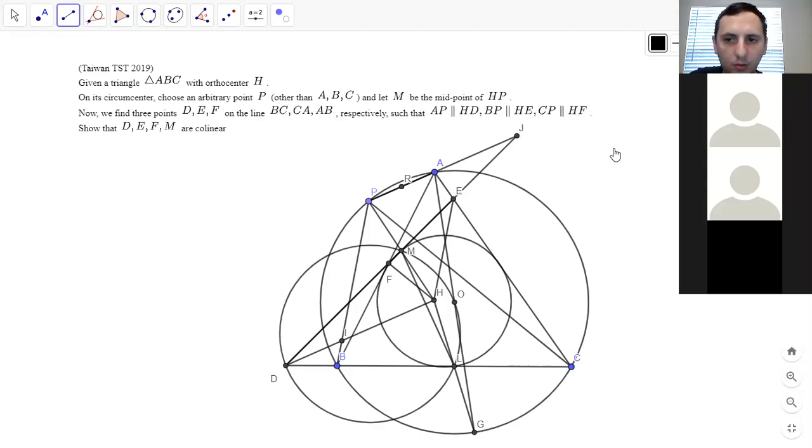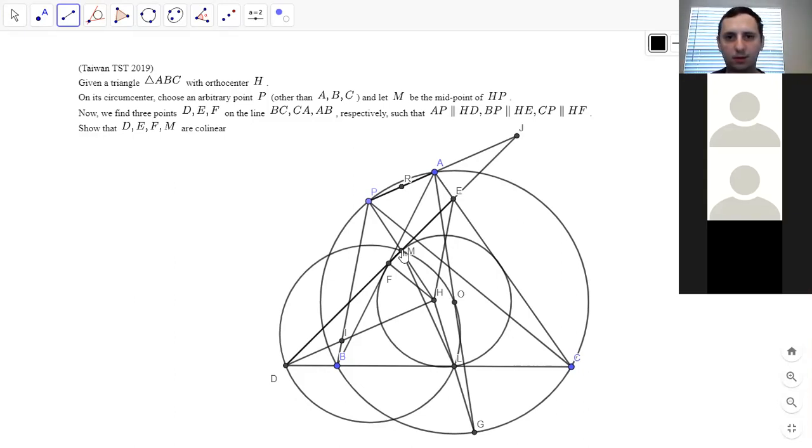Actually, I'm not sure, but from the outer butterfly theorem, can we prove that MD is equal to something? Maybe we can prove that OM is perpendicular to DJ from the outer butterfly theorem, but I'm not that sure. Oh, I think you might be right. And then if we did that, would that solve it?